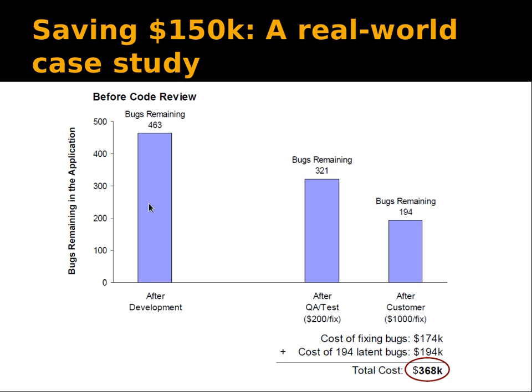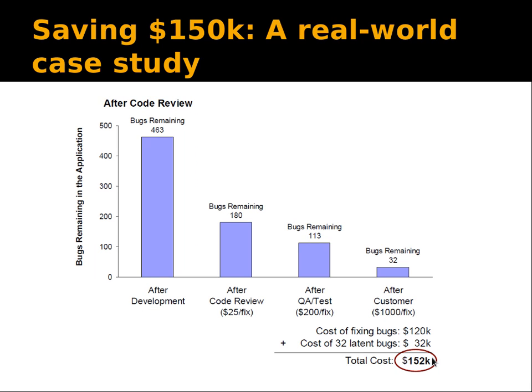This is a real world case study. I didn't list which project it is, but the bugs remaining after development was 463. After QA and test, meaning they wrote a bunch of tests, it went down to 321. Not bad, a decrease. $200 per fix to go from 463 down to 321, so 200 times whatever that difference is. And then the bugs remaining after customer fix was 194, so getting those 194 cost about $1,000 each. Okay.